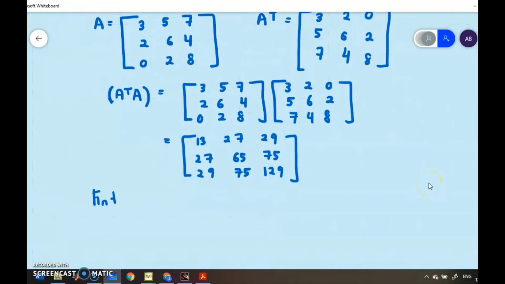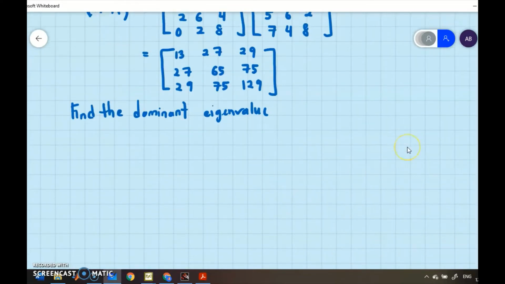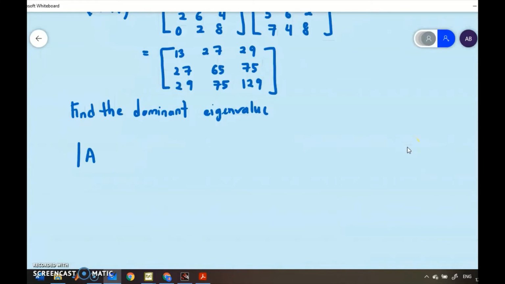Want to find the dominant eigenvalue. Okay, the dominant eigenvalue. So we have to find the eigenvalue first. So to find the eigenvalue, we take A transpose A minus lambda I.